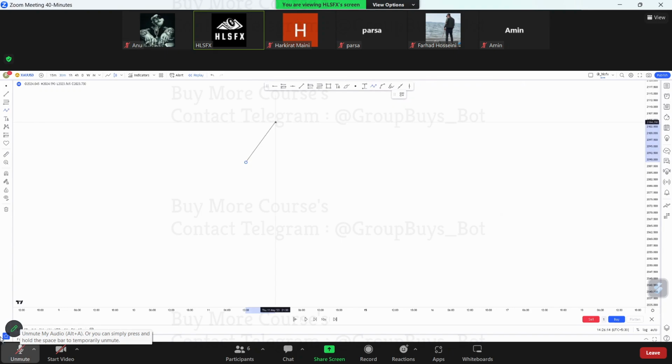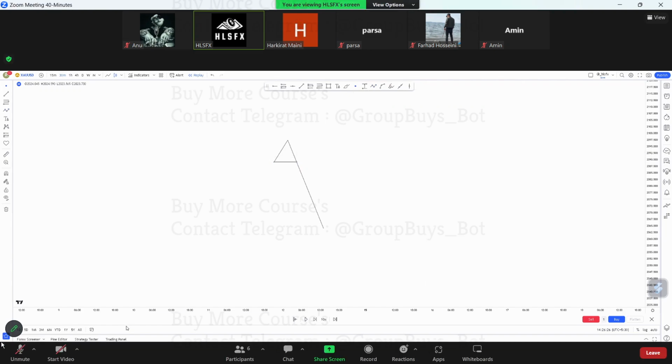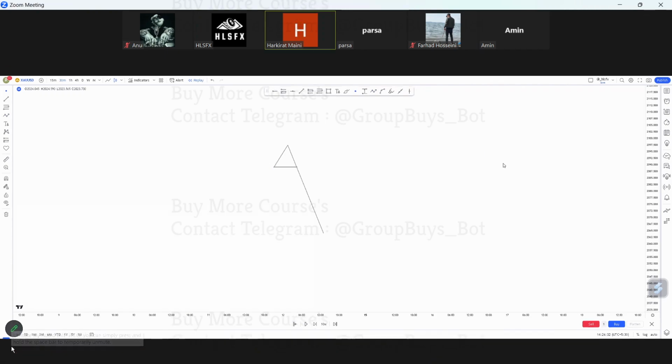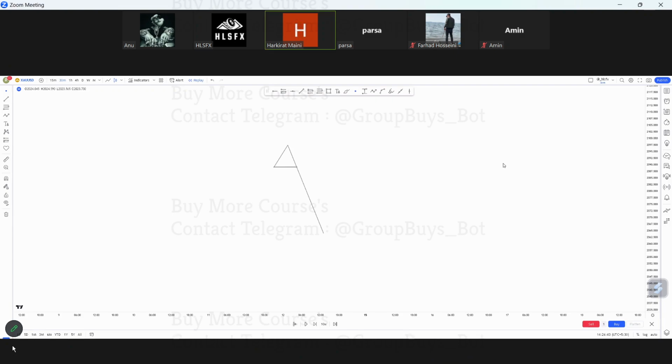Let's say we have something like this. Smart money traders. How many of you are trading smart money? Let me know, please. I trade the smart money concept. Me too. Okay, what about Parsa? Yeah, me too. Okay, and Anurag and Harkirat? Yes, Harry also trades the concept. Okay, and about Fahad?